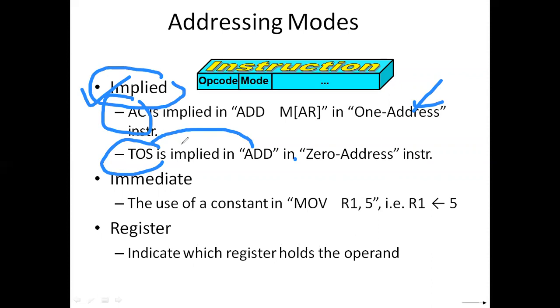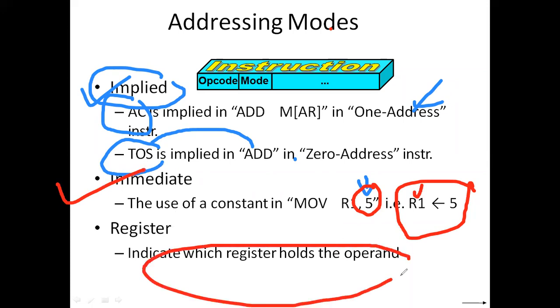Then immediate, the use of a constant in move R1, 5. See, this 5, what is this exactly? This is a constant. So what actually we are doing? 5 is moved to R1. Sir, register 1. Very good. So this is a kind of immediate one. And then register indicates which register holds the operand.